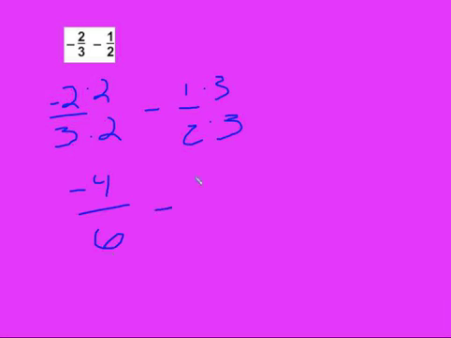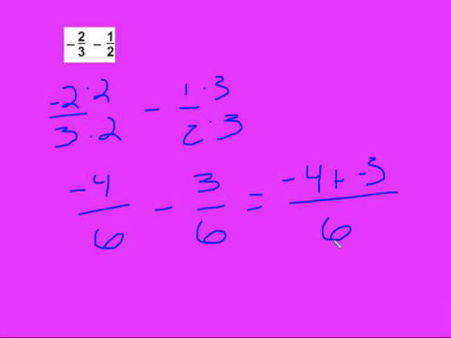Okay, let's keep moving. Negative 2/3 minus 1/2. Common denominator of 6, that's going to be negative 2 over 3 multiplied by 2 over 2 in case we forgot how to do that, minus 1/2 multiplied by 3 over 3. So that's going to be negative 4/6 minus 3/6. So I'm going to keep change. That's going to become negative 4 plus negative 3 all over 6. So that's going to equal negative 7 all over 6, which is equal to negative 1 and 1/6.